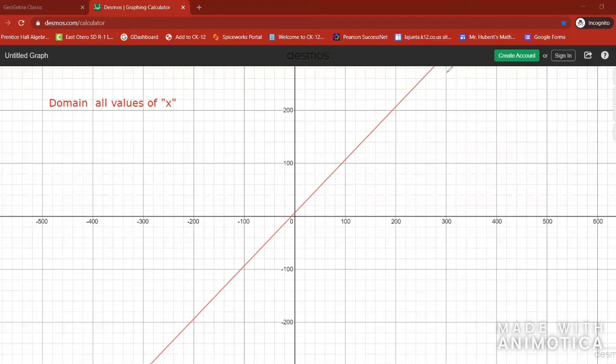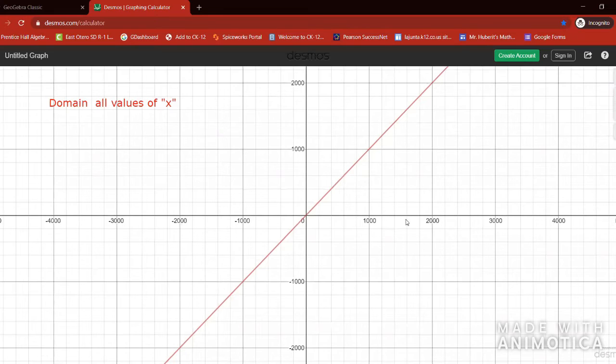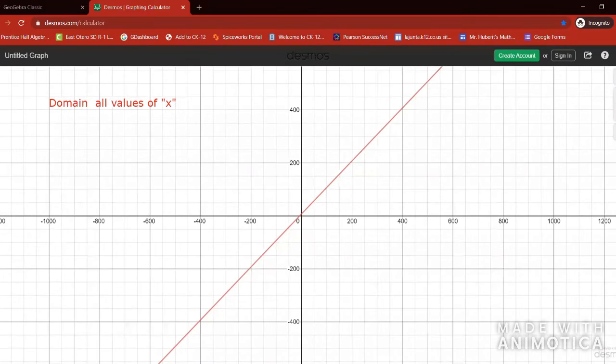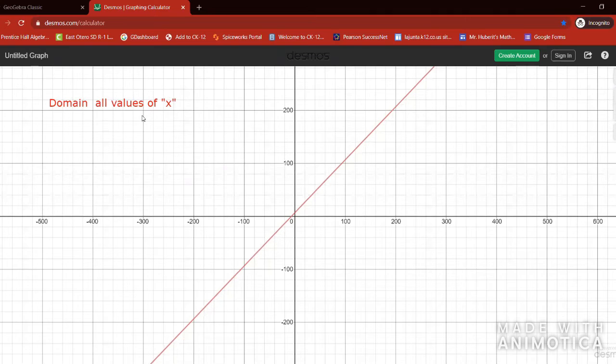And you might be wondering, what about this number right here, 500? Can I find it on that line? Well, if I am going to zoom it out, 500, which is somewhere in between here, can be found somewhere here. Same goes with that 3,000. You may not see it right there, but if you zoom it out, 3,000, which will be somewhere right here, can still be found on that. So that's why I know for sure that the domain will be all values of x.